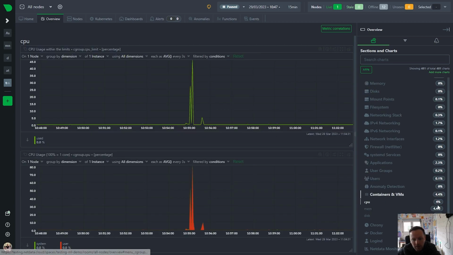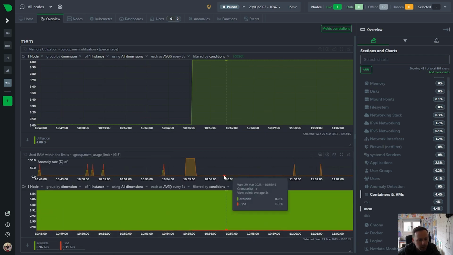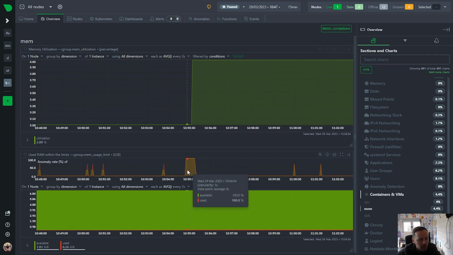And we can see, actually, in this case, it's not just memory usage, it's CPU and memory usage. So within the CPU section, the CPU limit chart was 4% anomalous, and within the memory usage limit, this was 4.4% anomalous. So I can scroll and have a look, and if I go to the memory usage chart, which is this one here, and pop down, you can see that there is this spike in anomaly here, and this is for available and used.